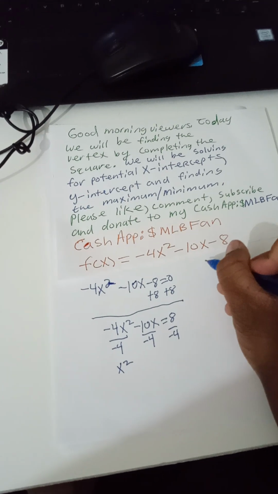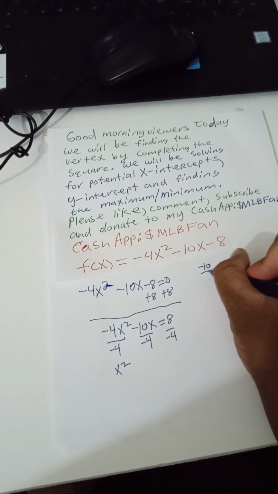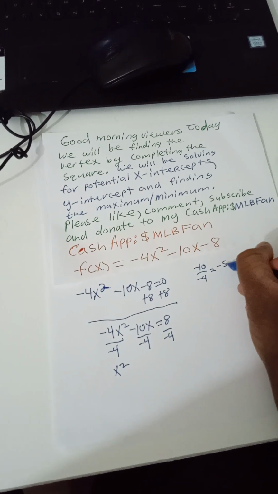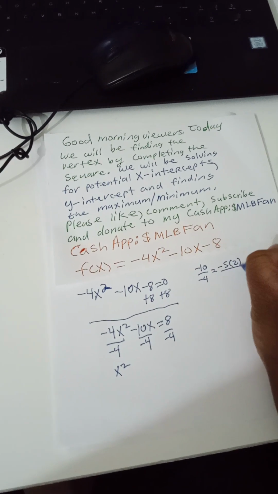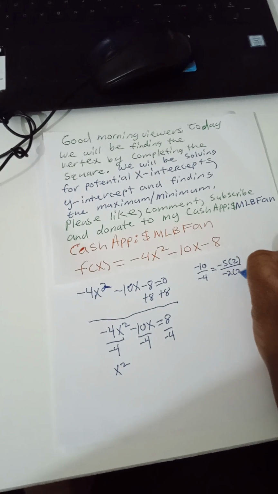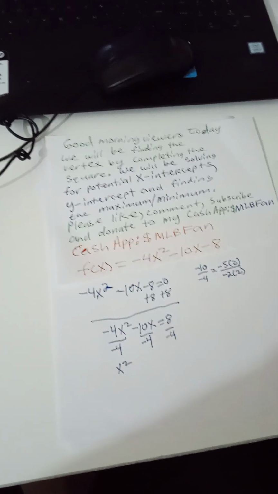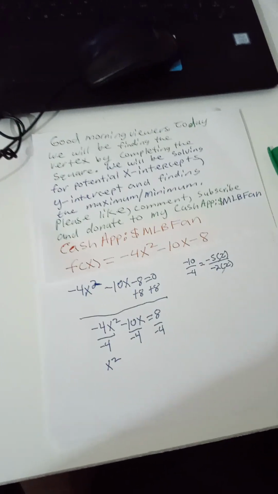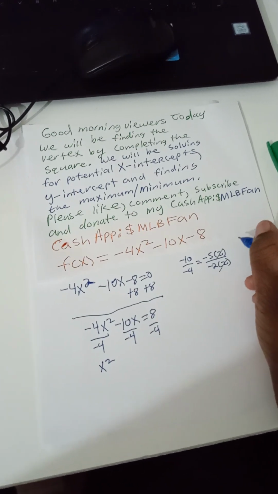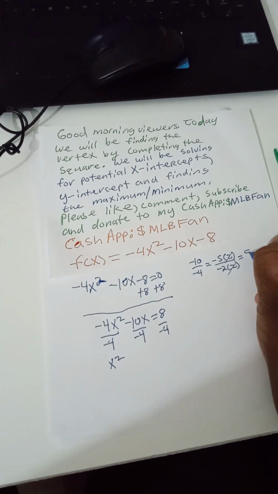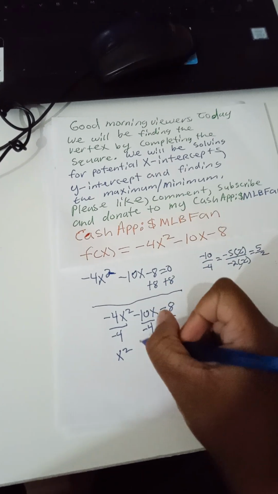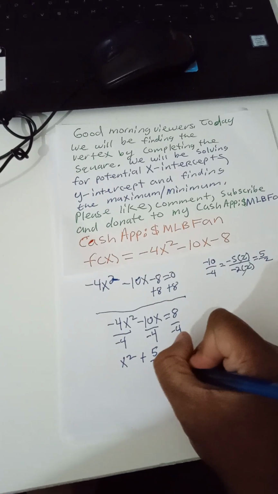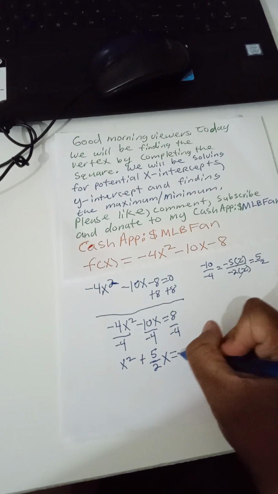And then off to the side, let's calculate negative 10 divided by negative 4, which will equal negative 5 times 2 divided by negative 2 times 2. The 2's will cancel out, and then we're left with negative 5 divided by negative 2, which will break down to 5 halves. So plus 5 halves x equals negative 2.